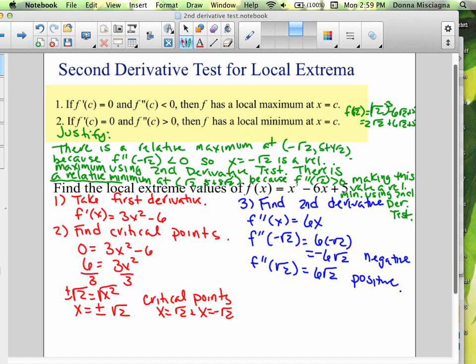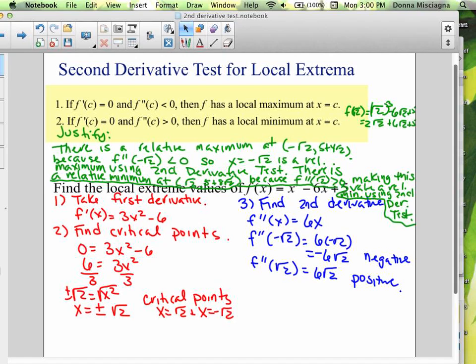All right, let's read through this. Make sure my sentences are reasonably unwordy. There's a relative maximum at negative square root of 2, 5 plus 4 square roots of 2, because f double prime of negative 2 is less than 0. So x equals negative square root of 2 is a relative max using the second derivative test. I could have used that space over there where I had the work before. There's a relative minimum at square root of 2, comma 5 plus 8 square roots of 2, because f double prime of 2 is greater than 0, making this value a relative minimum using the second derivative test.